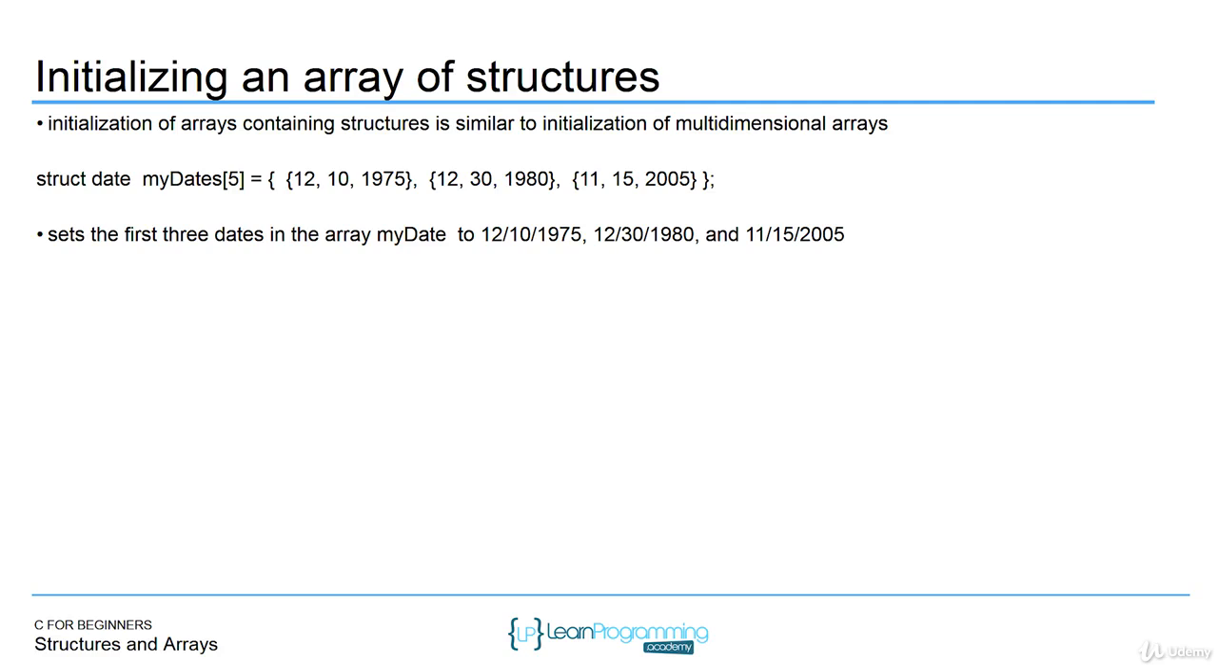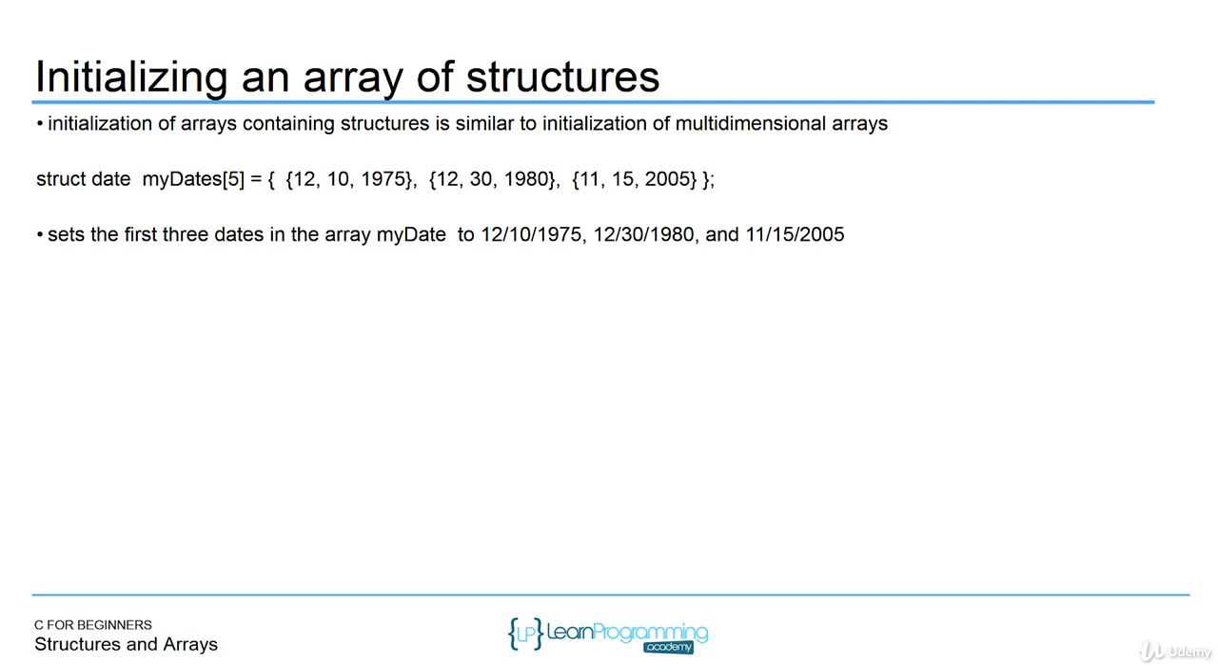In this example, we're creating a myDates struct of type structure date. It's going to be of size 5, and then we're going to initialize only the first 3 elements. And so we do it just like a multidimensional array. We have those curly braces inside, and so the first element in the myDates array, which is sub 0 index, we're going to say the month is 12, the date is 10, and the year is 1975. And then we're going to do the same for the second element. We're going to say 12/30/1980. And for the third element, we're going to say 11/15/2005.